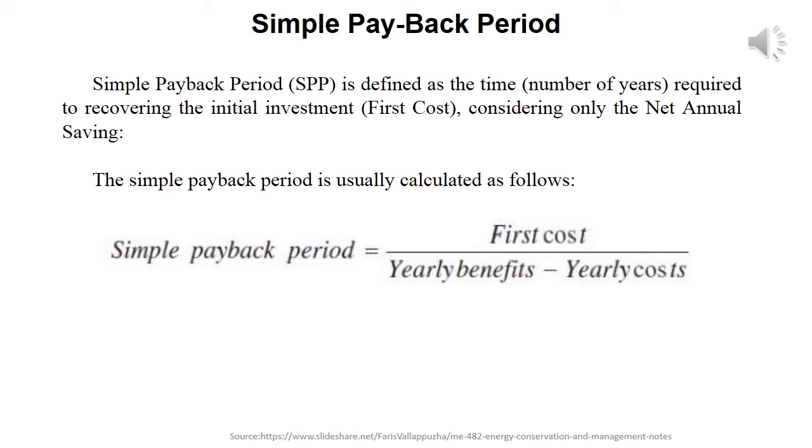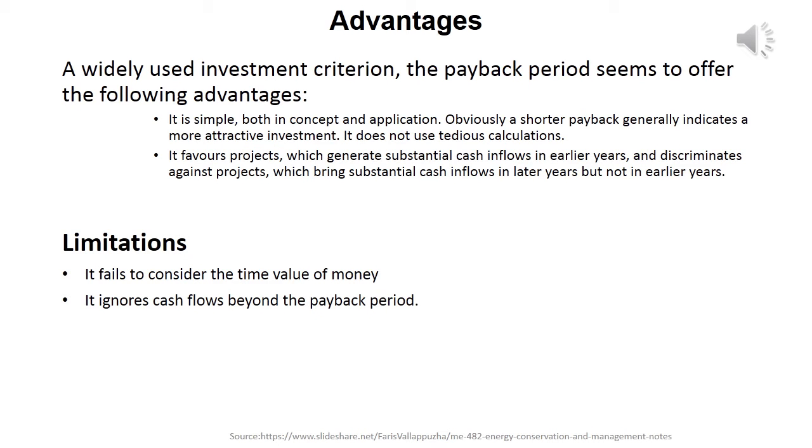Next is simple payback period. Friends, payback period is the period which gives us the time required to recover the initial investment. Considering only the net annual saving, we can have a simple formula to calculate simple payback period, which is the ratio of initial cost or first cost to the difference of yearly benefit and yearly cost. So by this formula we can calculate simple payback periods, which may be in years, which may be in months, etc. What are the advantages of calculating payback periods?